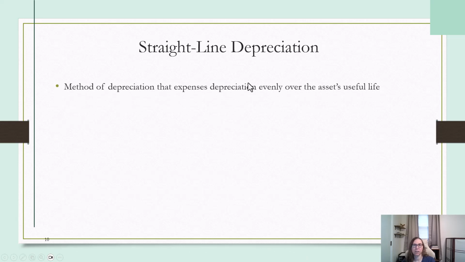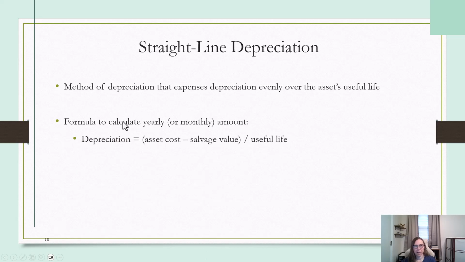And then to calculate the amount of the depreciation, there's a lot of different methods. Straight line depreciation is usually the first method that you learn because it's simple. It expenses depreciation evenly over the asset's useful life. And you use a formula. You're going to take the asset cost minus something called salvage value and divide it by the useful life.